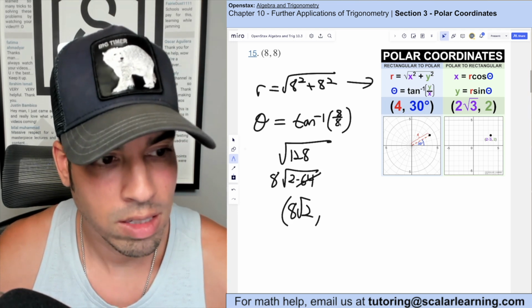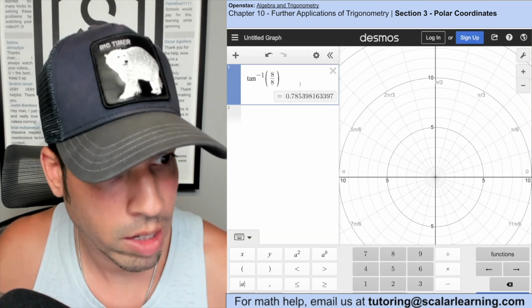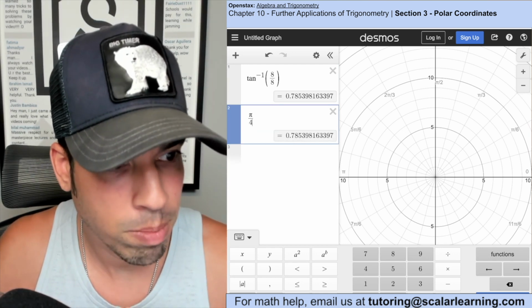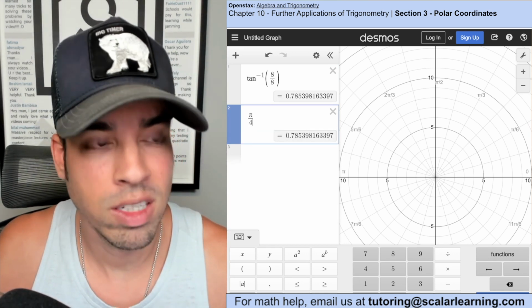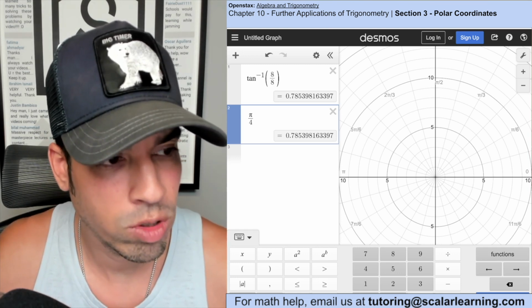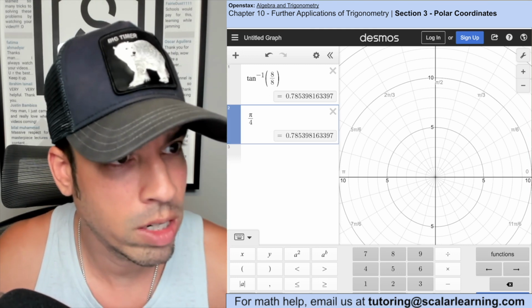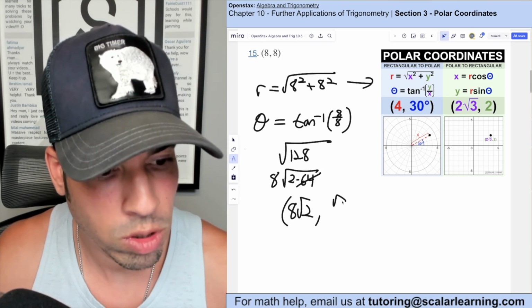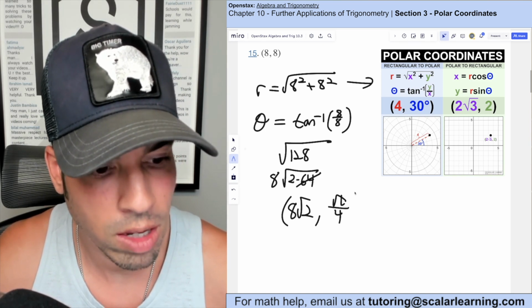Now let's calculate this in decimals. So there we go. Arctangent of 8 over 8 is that. And just to confirm what we thought, it is the same as pi fourths. That 1 value is explicitly on the unit circle, so we could have used the unit circle as well to solve for this. But anyways, we've got 8 rad 2 comma pi fourths for the theta value. That's how you do it.